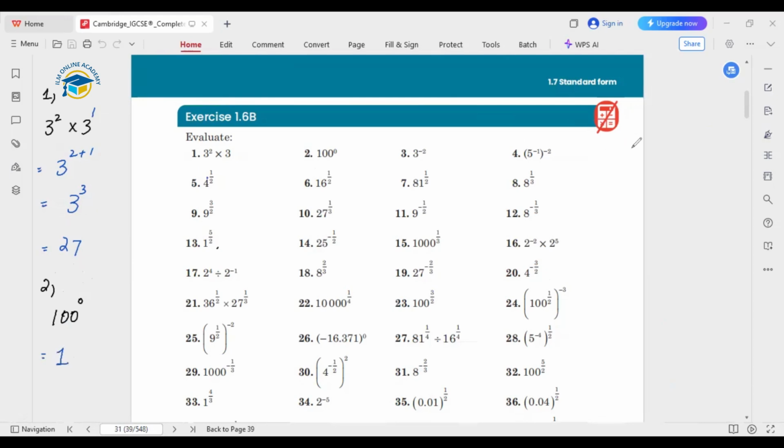Next, for the third one, they gave us 3 raised to the power -2. So to make it positive, we can just write it in the denominator, like we can make it 3 raised to the power +2 in the denominator. That would be 3 square 9, 1 by 9.